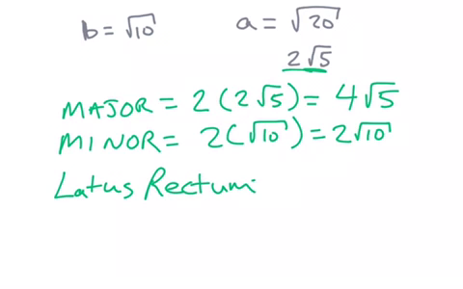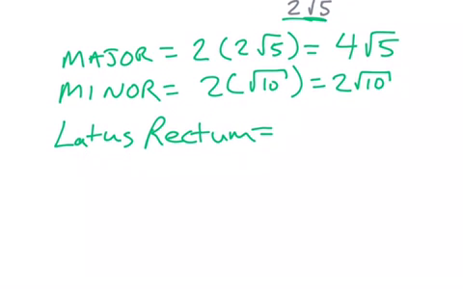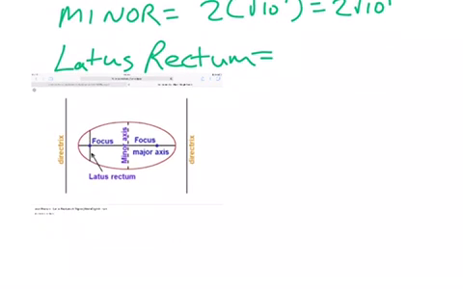Okay, now we have this thing called the Latus Rectum. Yes, it is called the Latus Rectum. The Latus Rectum is the distance from the focus to a point on the perimeter of an ellipse. There's a formula for this, and the formula to calculate the Latus Rectum is 2b squared over a.